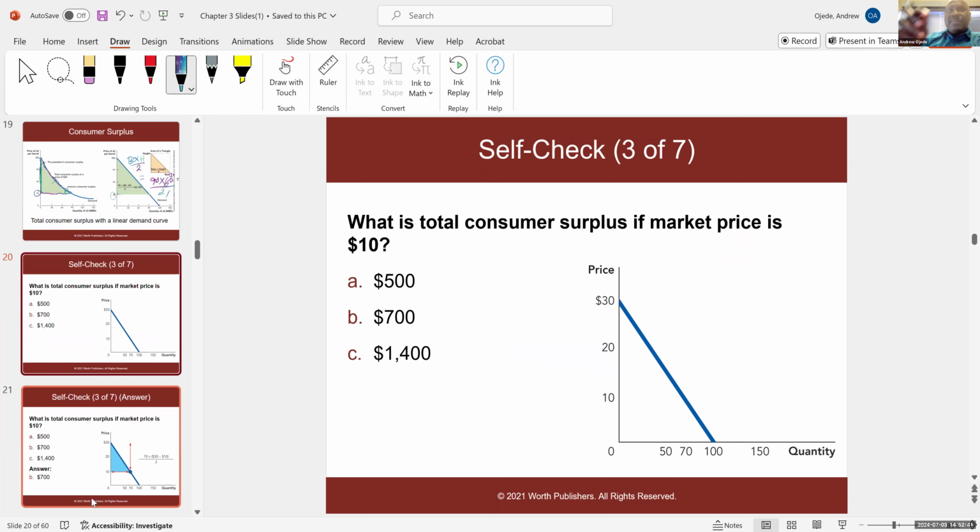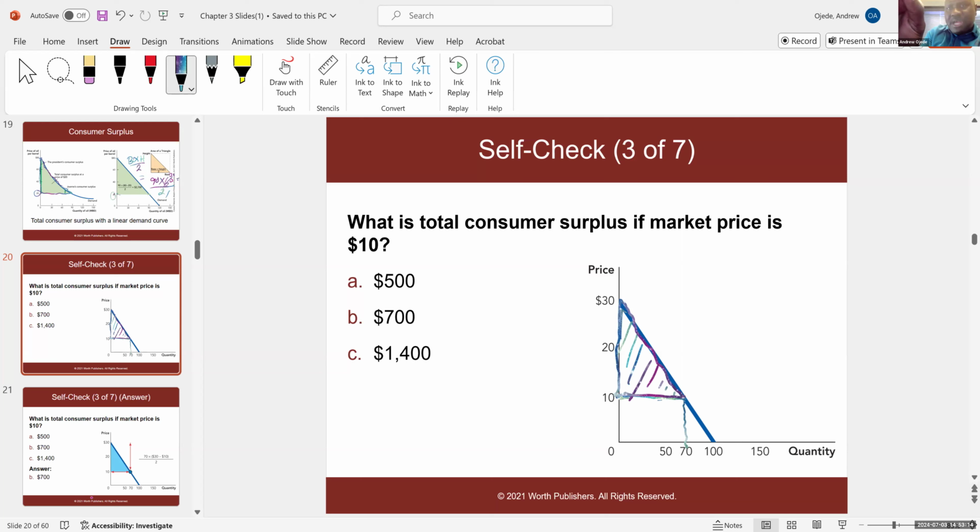Okay, so for this example, what is the consumer surplus here if the market price is 10? When the market price is 10, from 10 here you draw a line across until you reach the demand curve, which gives you the quantity here. The consumer surplus is the area of the triangle below the demand curve and above the market price. It's going to be this triangle here.